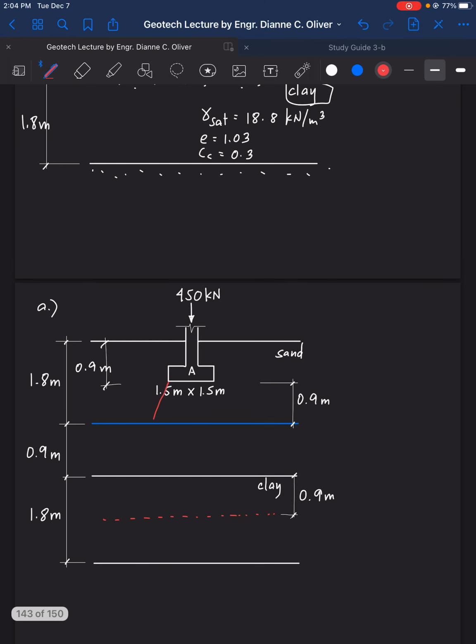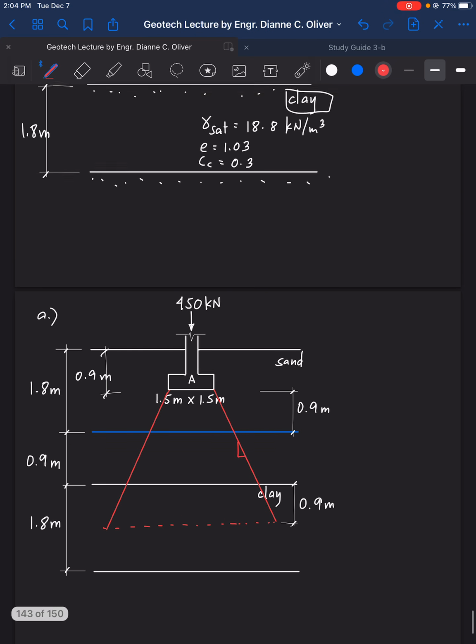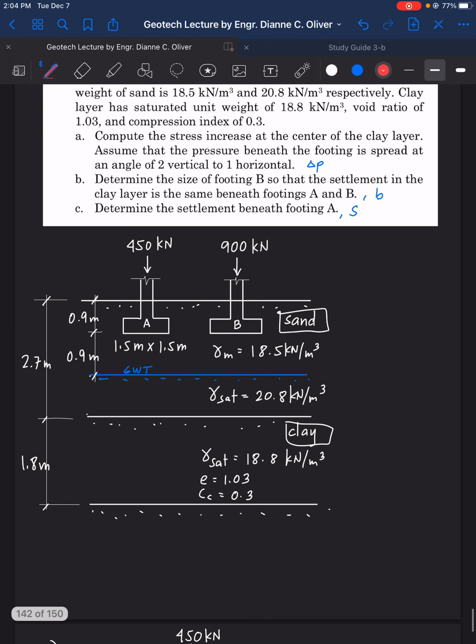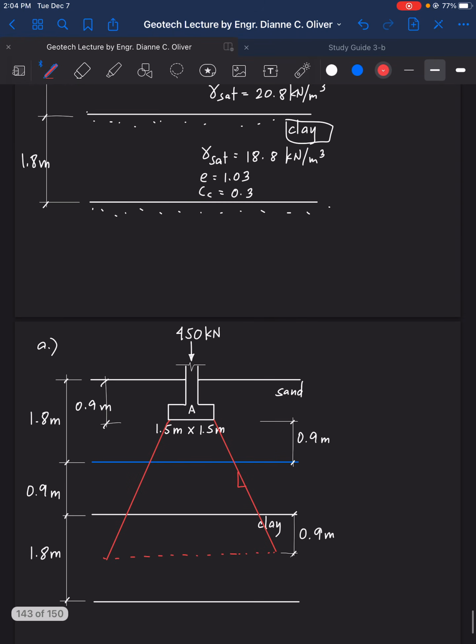So we have this kind of spread from the base of the footing. Okay. There we go. So this is your 2 vertical, 1 horizontal. This is 2 vertical, 1 horizontal. It's the slope of the spread. Okay.